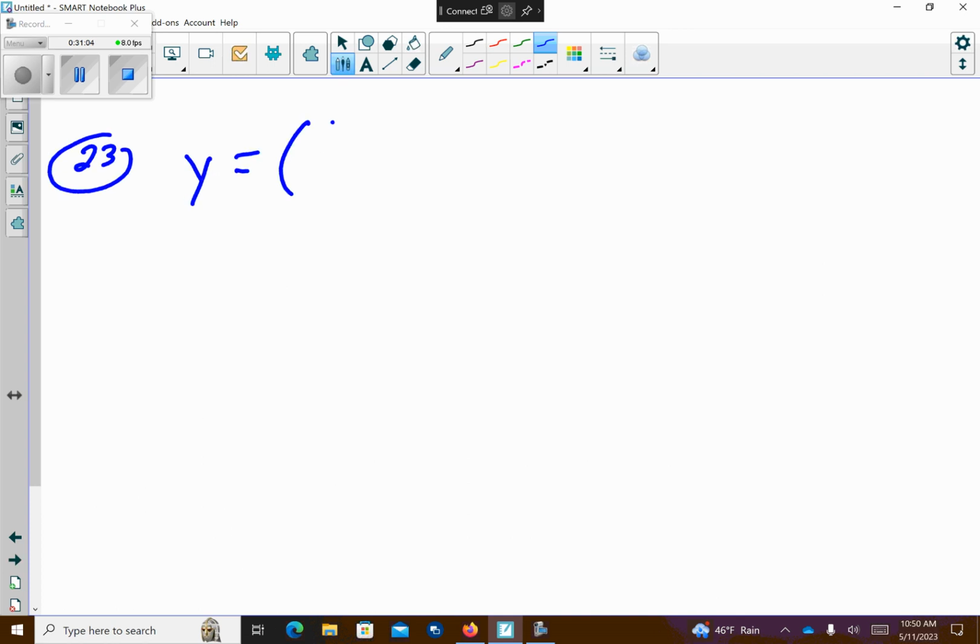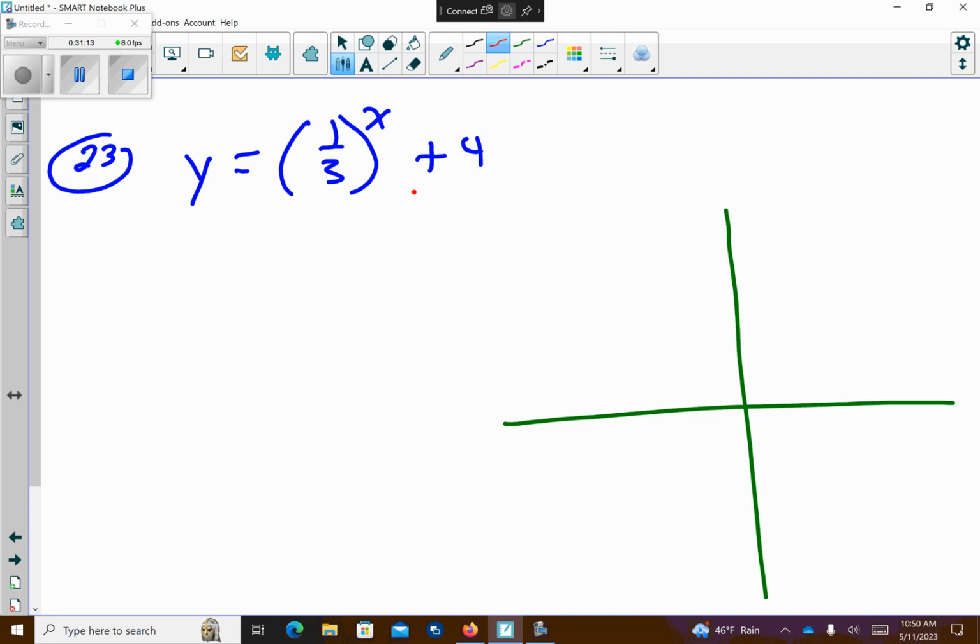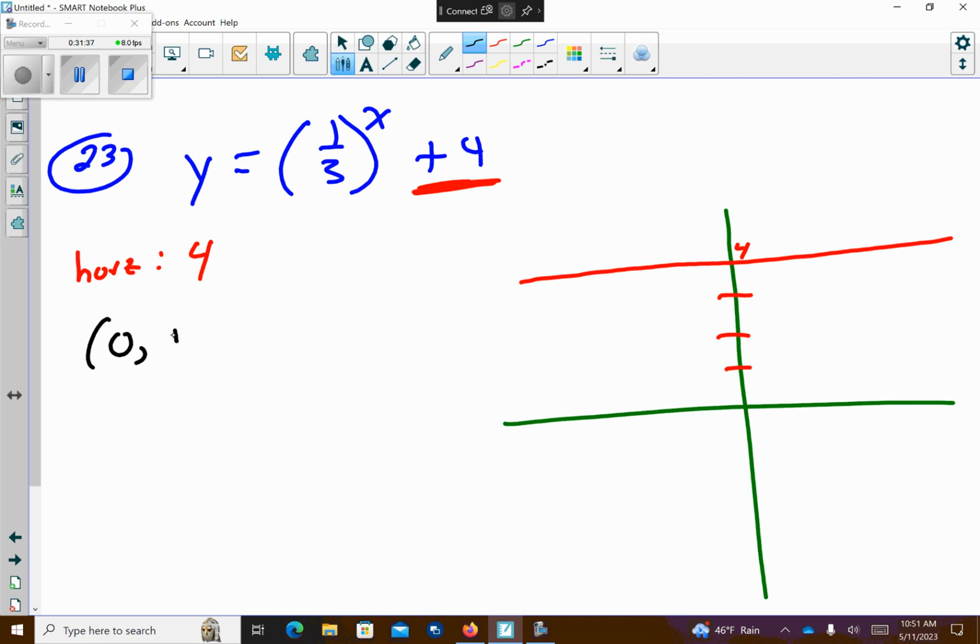Y equals 1/3 raised to the x plus 4. My horizontal asymptote is 4. This right here is going to give me 1, 2, 3, 4. Because I did not have to add a 0, the asymptote moved itself up. So horizontal asymptote, 4. Cool. 0 comma blank and 1 comma blank.